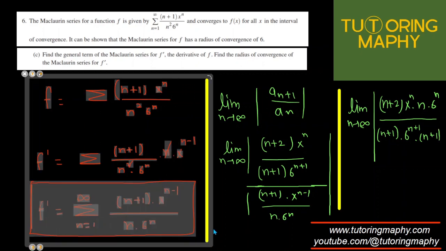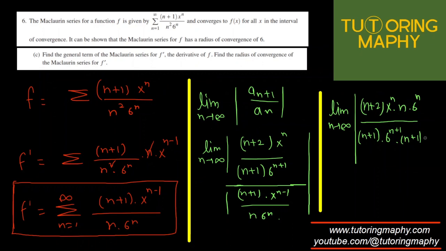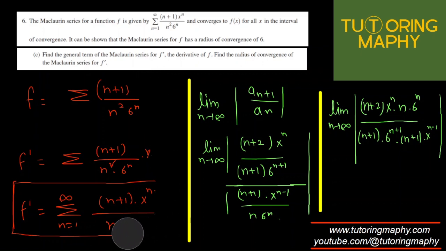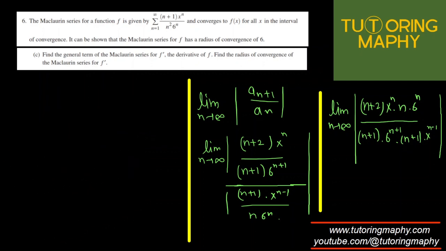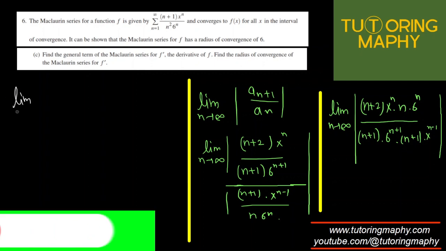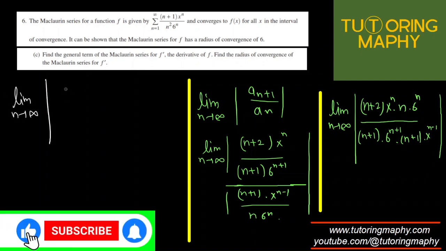So hang on. Right, I just made some space. So 6 raised to n plus 1, and then n plus 1 times x raised to n minus 1, and this absolute value is closed over here. Okay, I'm going to erase this portion. Now it's going to look further as limit n approaching infinity. A little bit of redecoration is required. n plus 2 is as it is, x raised to n is as it is, n is as it is, 6 raised to n is as it is.